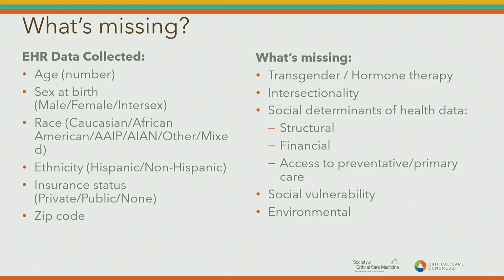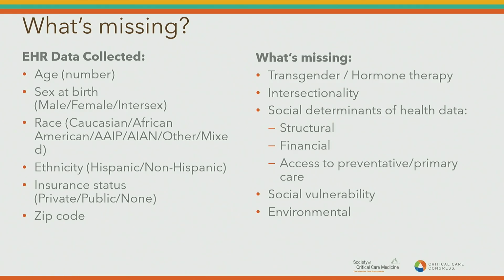I'm a social scientist. If Danielle can use GitHub, I can use intersectionality. So we're missing the complexity of multiple social structures and influences that compound, right? So it's not just race, ethnicity, or gender, it's intersectionality, this multiplicity and complexity of these things working together. We're missing social determinants of health. We're missing structural, financial, and access to preventative primary care, continuity of care, right? We're missing all of those kinds of things. We're missing social vulnerability.